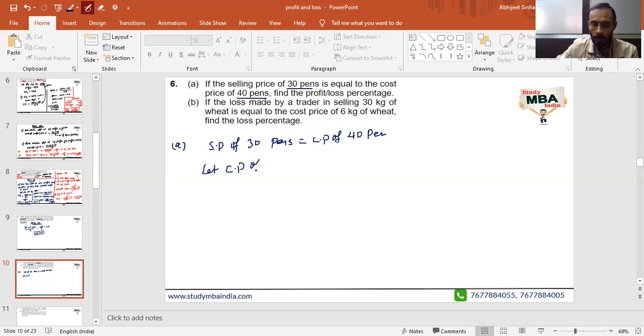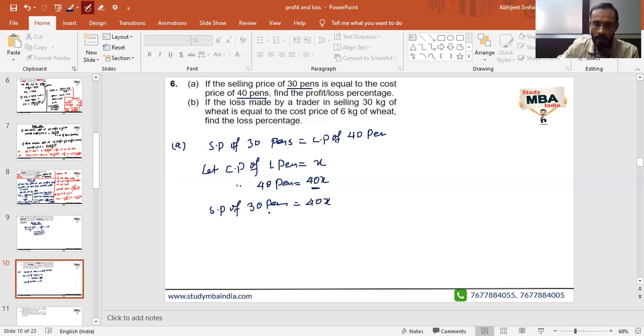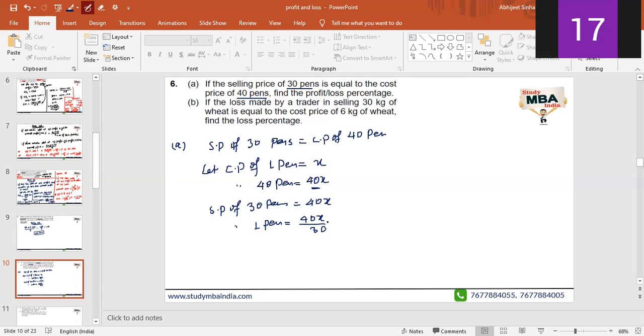Let CP of 1 pen, that is equal to how much? Suppose this is x for example. Then CP of 40 pens will be 40x, right? Yes sir. Now, this 40x will also be equal to SP of 30 pens. So for 1 pen, what we can say, this is 40x by 30, right? Yes sir. Or 4 by 3x. Now, you can see that the cost price of 1 pen is x and the selling price of 1 pen is 4 by 3x, which is more than x. So that means what? There is profit.